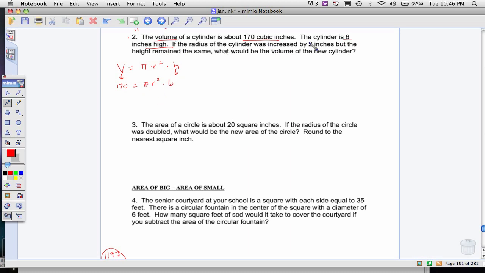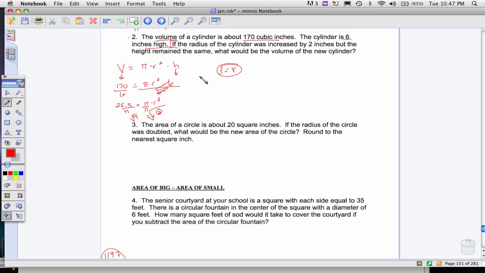Now, we don't know what r is. It asks us if the radius was increased by 2 inches. Well, I don't know what the radius is, so I can't increase it at all yet. To undo multiplication, I must divide. I'm going to start by dividing by the 6. Those cancel, and I get 28.3 equals pi r squared. The pi and the r squared are attached by multiplication. Let's divide out a pi, and you should get r squared equals around 9. It's like 9.02, but we'll just say 9 for this case. In order to get rid of a squared, I must take the square root. The square root of 9 is 3, so that's what I get for my radius.